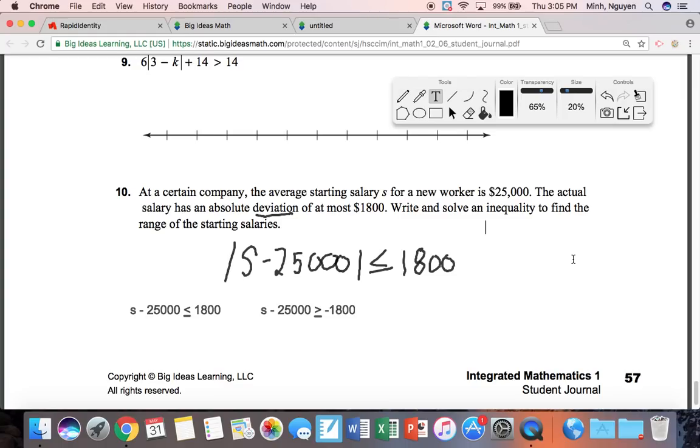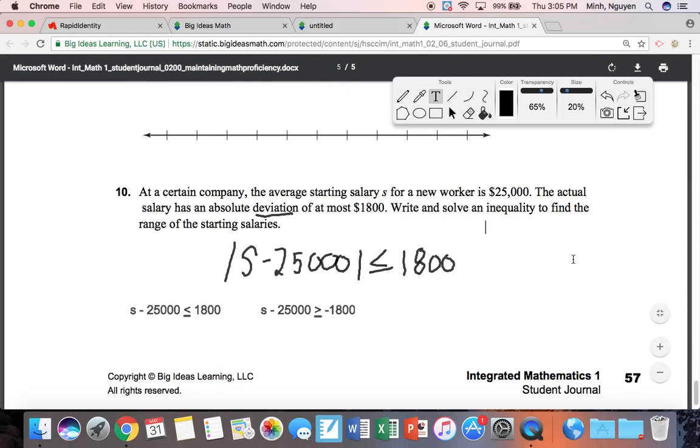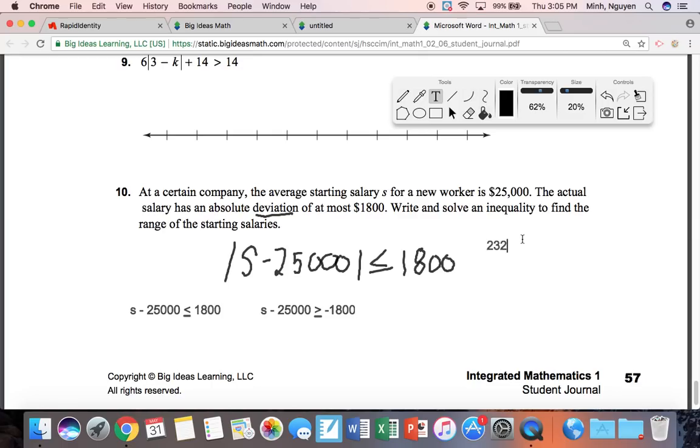S should be between, like I said, 23,200 and 26,800. So 23,200 less than or equal to S, and at most 26,800.